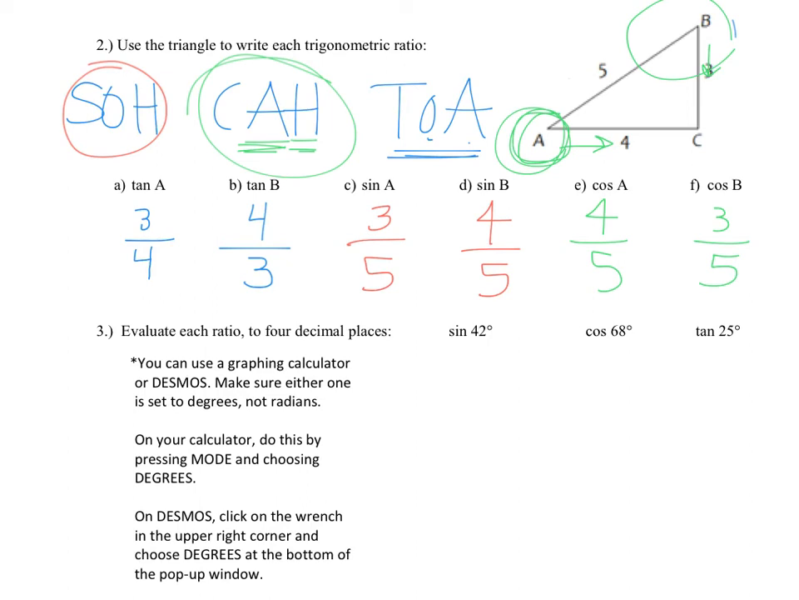If you are on a graphing calculator, all you have to do is press the mode key. And if you press that, you're going to see RAD for radians and DEG for degrees. You're going to want to change that by sliding your cursor over to degrees before you do anything with trig ratios. If you are on Desmos, you're going to click on the wrench in the upper right-hand corner. So if you're on a Desmos calculator screen, if you want to take a moment and pause and go and open one up on your computer, and once you click on the wrench, you're going to choose degrees at the bottom of the little pop-up window that comes up.